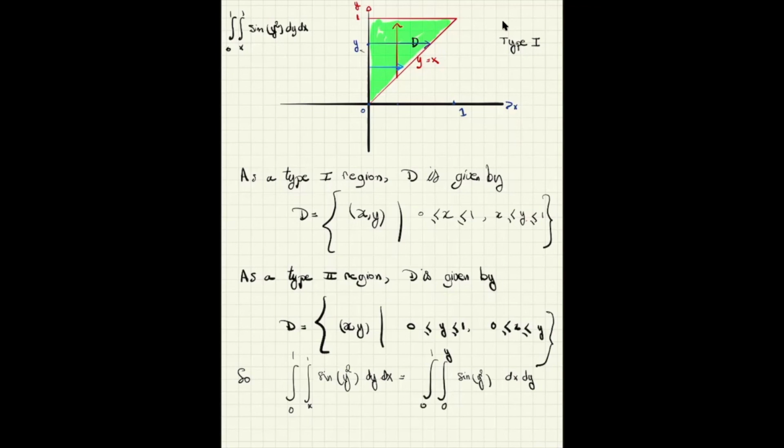Now suddenly, what you can see here is we no longer have this problem of finding the primitive of a function that is not elementary, because now y is a constant, so now I can do it. So this is the integral from 0 to 1 of the function x sine of y squared between x equal to y and x equal to 0, dy.